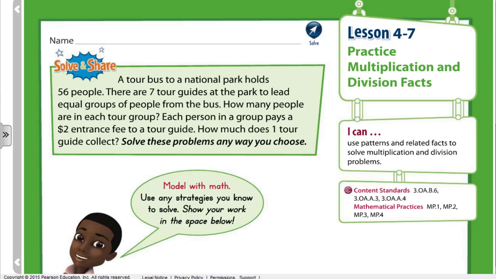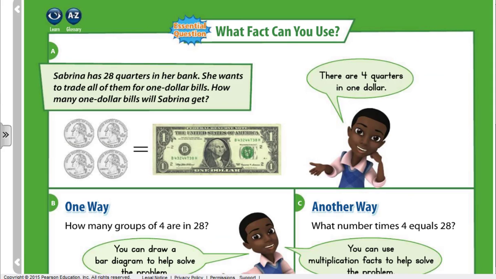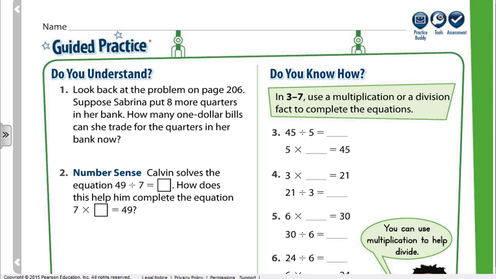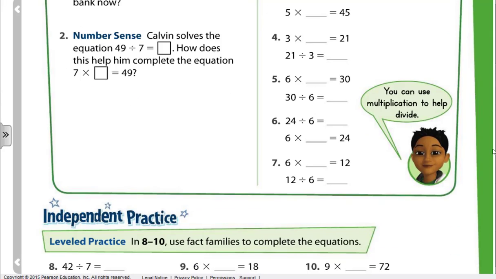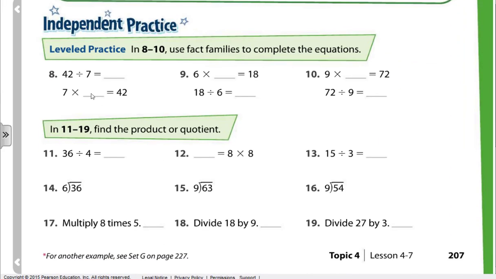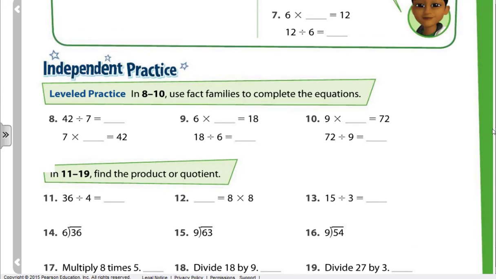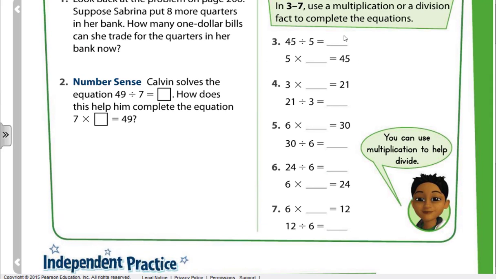Today's lesson is practice multiplication and division facts. What we will do today is solve questions on multiplication and division. Many questions on multiplication and divisions. Okay, so we will solve questions like this. Use multiplication or division facts to complete the equations.